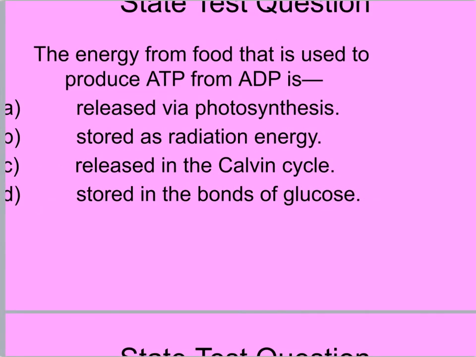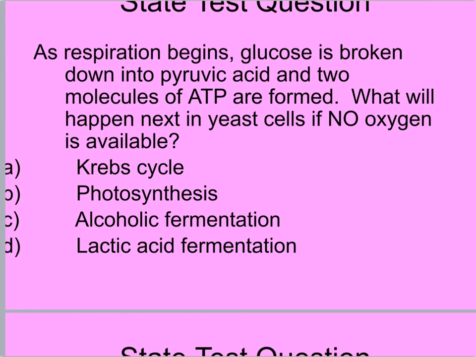The energy from food that is used to produce ATP from ADP is... so the energy from food is going to be stored in the bonds of glucose. So energy is stored in the bonds between molecules. As respiration begins, glucose is broken down into pyruvic acid and 2 molecules of ATP are formed.